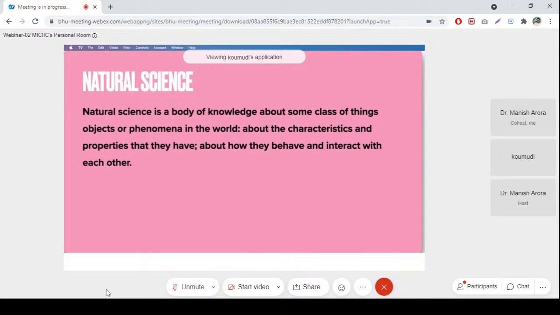In order to speak of the artificial, Simon first makes a distinction between artificial and natural. According to Simon, natural science is knowledge about natural objects and phenomena. A natural science is a body of knowledge about some class of things, objects, or phenomena in the world, about the characteristics and properties that they have, about how they behave and interact with each other. The central task of a natural science is to find pattern hidden in apparent chaos.